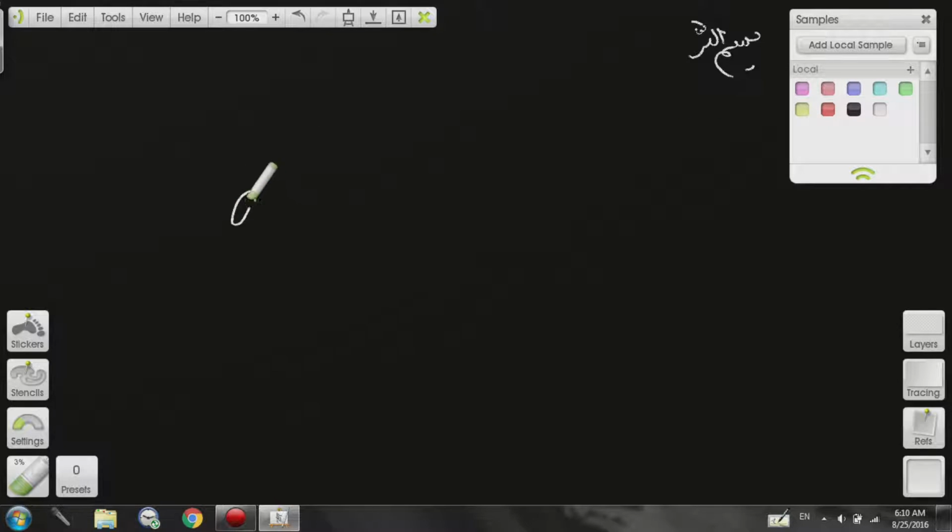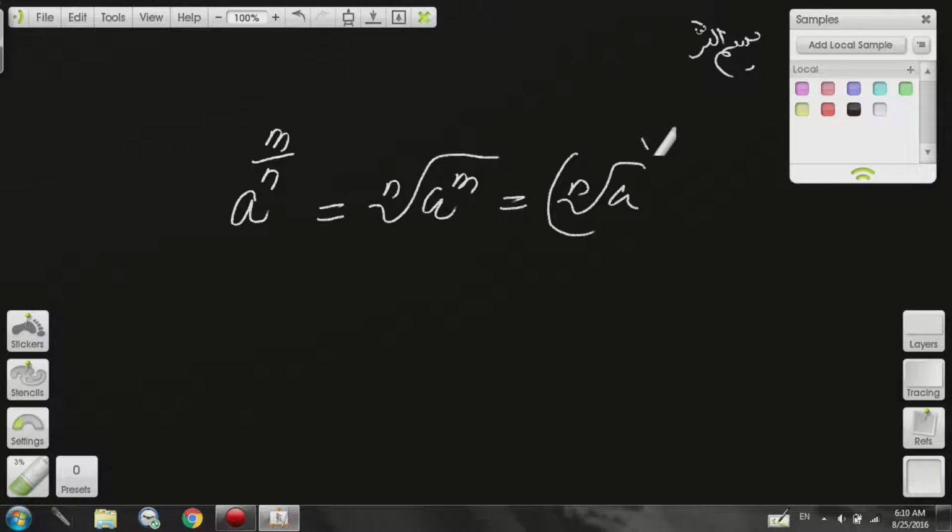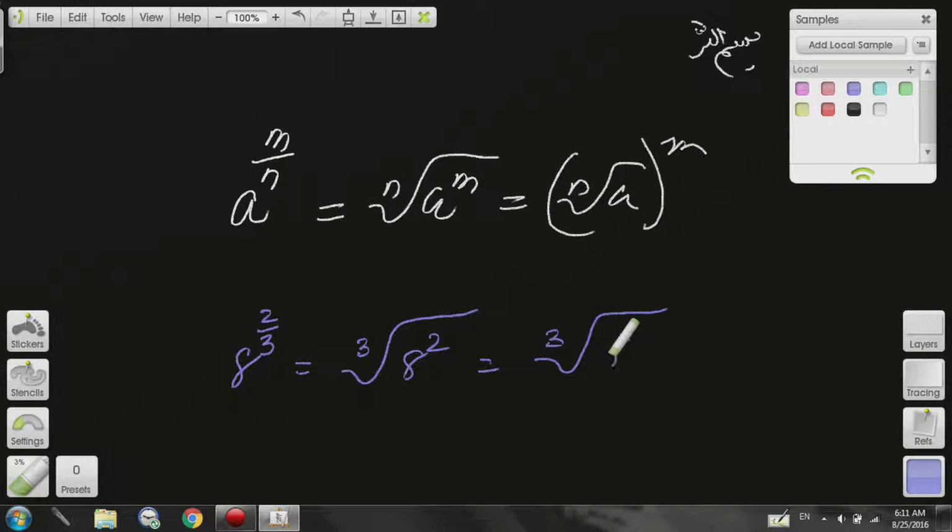So I have talked about last time what this means, A to the M over N. This can be rewritten as the nth root of A to the M, or the nth root of A, all of that to the exponent of M. So all of these are equivalent expressions. So if I have, for example, 8 to the exponent of 2/3, this can be rewritten as the third root of 8 squared, or it can be rewritten as the third root of 8, squared, like that. So this is the root that goes over here.